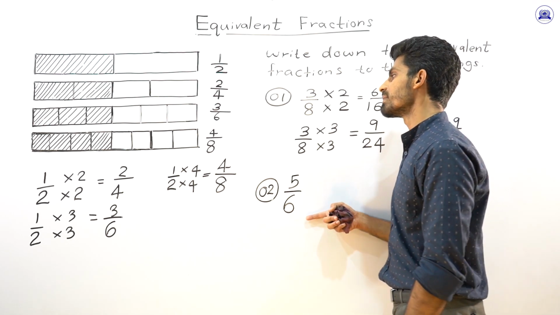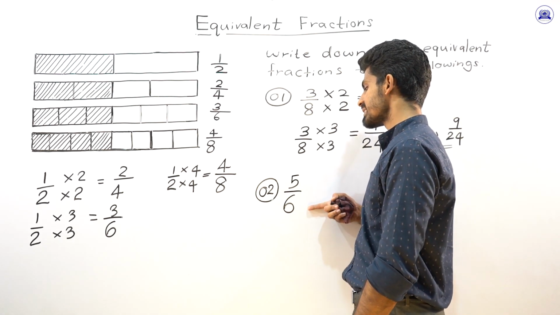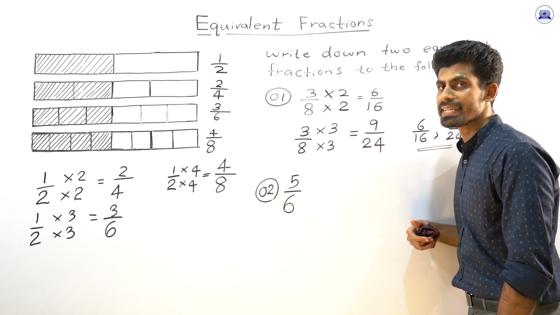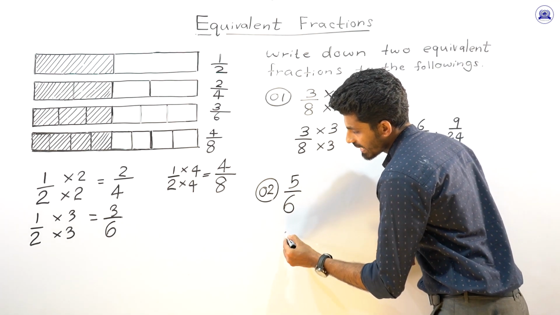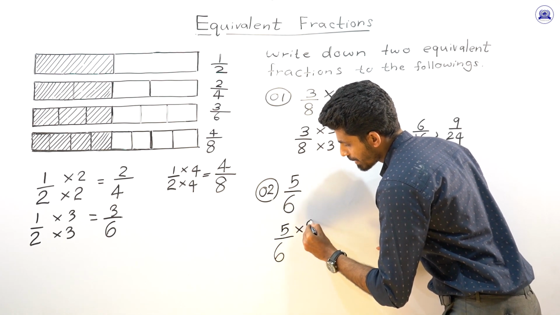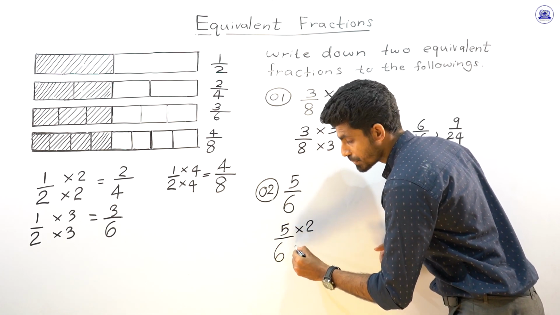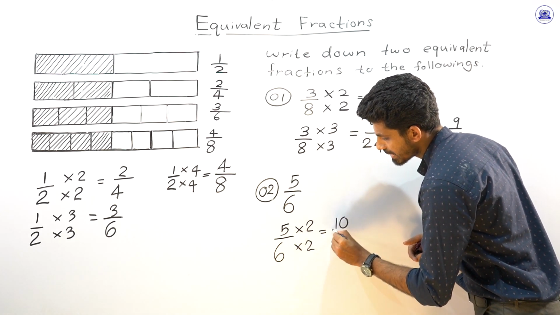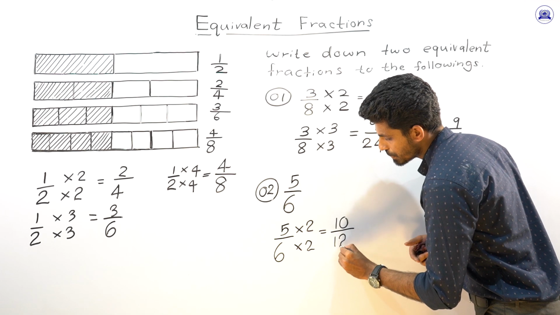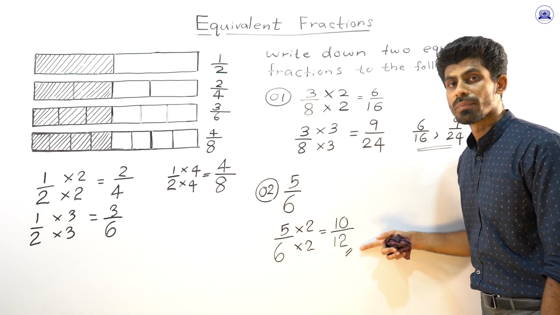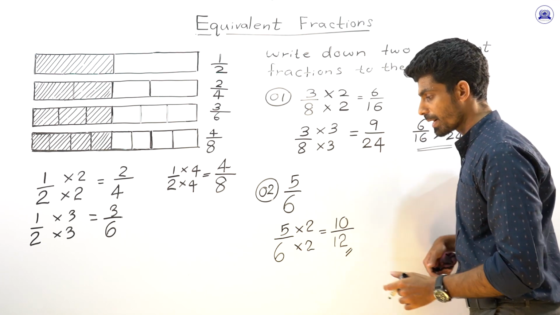Let's take 5 over 6. Shall we take a number? You can tell any number, right? I'm just taking 5 over 6. You need to multiply by 2, and then multiply the denominator by 2 as well. So 5 into 2, 10. 6 into 2, 12. So what is the answer? 10 over 12.